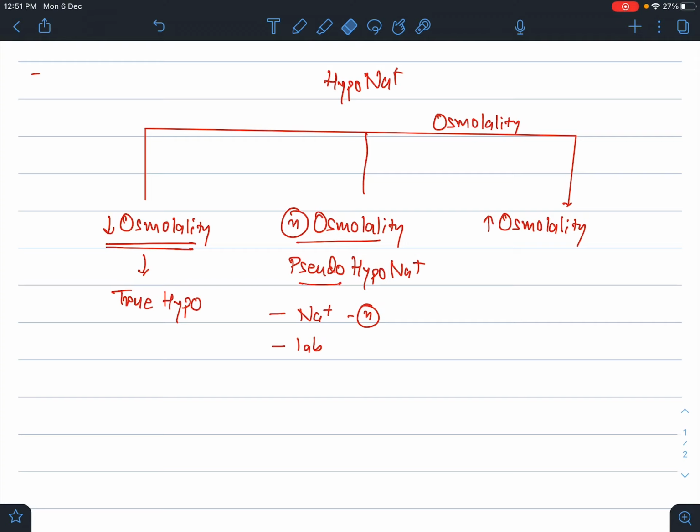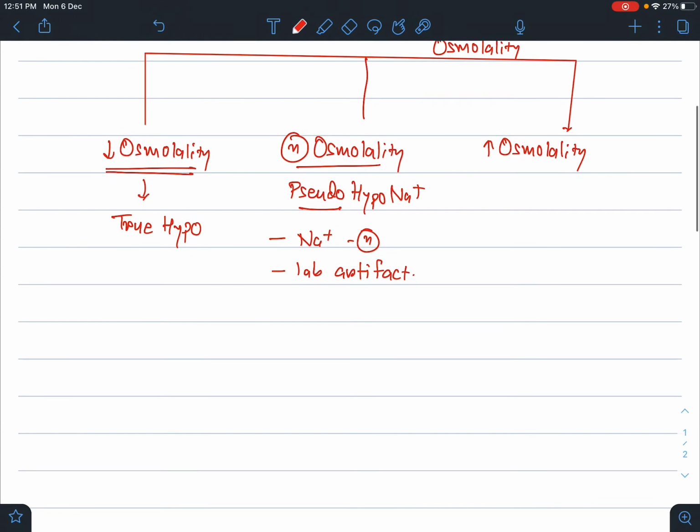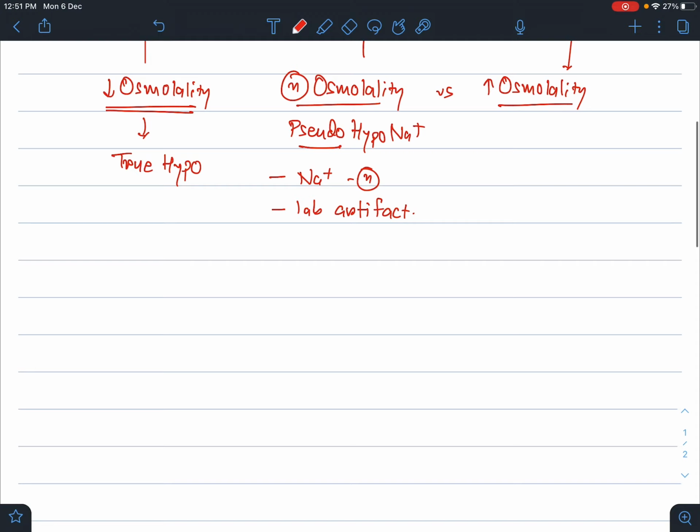So it's not exactly a problem; it is the way sodium is measured conventionally. So it is called lab artifact. Now, how can this occur? It is not important for CK, but if you really want to understand the difference between normal osmolarity versus increased osmolarity with hyponatremia, it is important. Okay, so now coming back to pseudo hyponatremia, why does this occur?